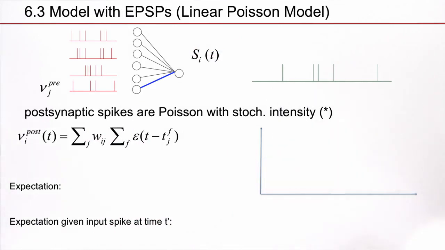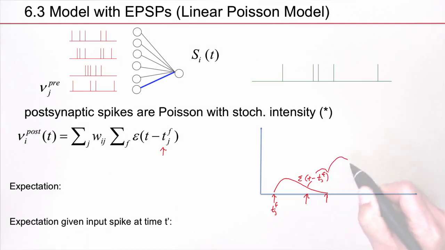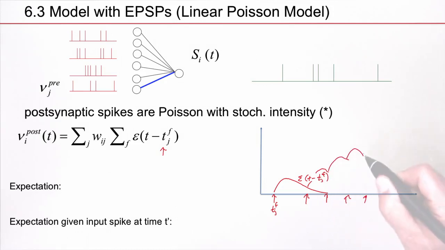The difference now is that I say each presynaptic spike causes an EPSP. So let me explain this. I have my presynaptic spikes at time t_j^f. For example, there's a presynaptic spike here. It causes an EPSP, which I call epsilon of t minus t_j^f. This was the first spike. Then I will have other spikes. And basically this formula says I just add up the contributions of the different presynaptic spikes.